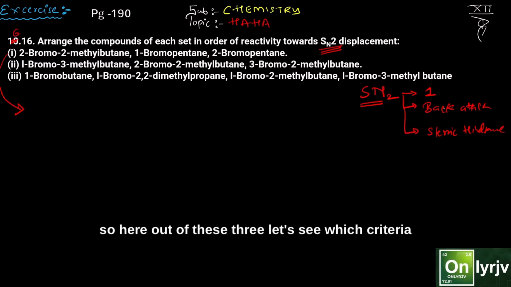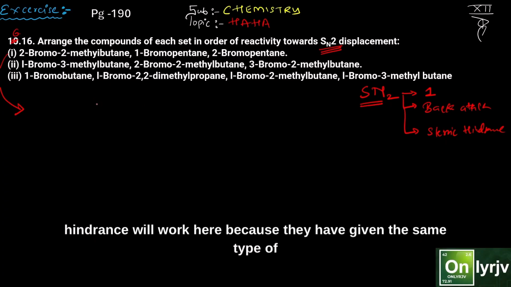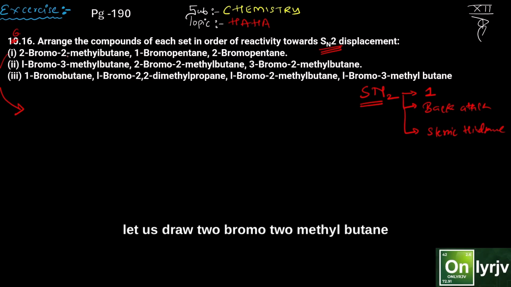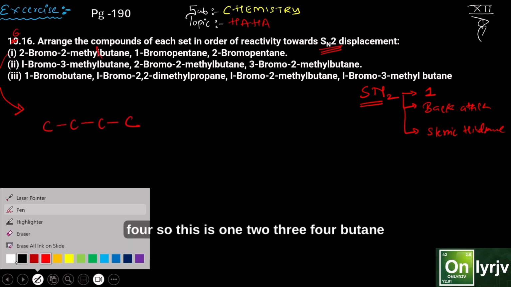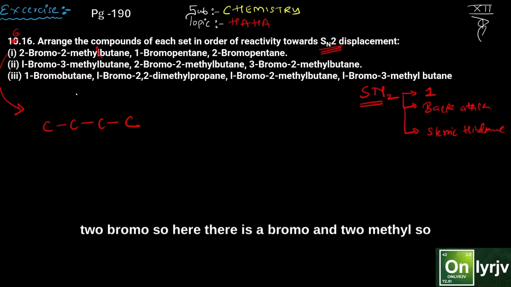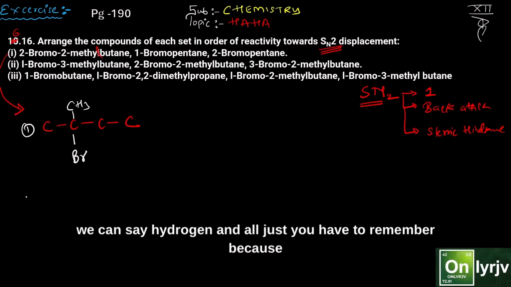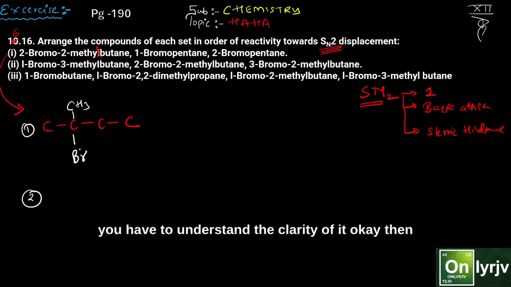Okay, so here out of these three, let's see which criteria will work. There are more points, but I think steric hindrance will work here because they have given the same type of compound, but different ones, one can say isomers of it. So let us draw 2 bromo 2 methyl butane. It is methyl. Okay, so 1 2 3 4. So this is 1 2 3 4 butane, 2 bromo. So here there is a bromo and 2 methyl, so there is a CH3 group. I'm not drawing the hydrogens and all. You just have to remember because we have to understand the clarity of it.